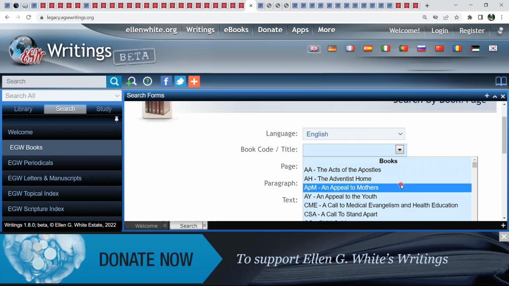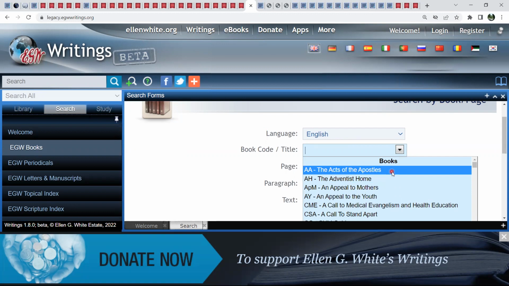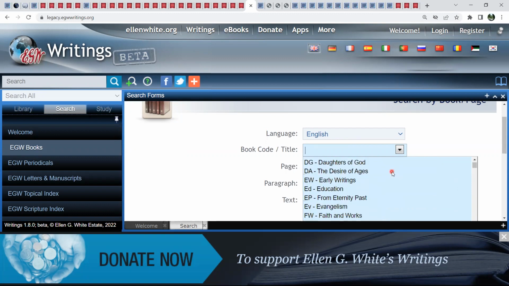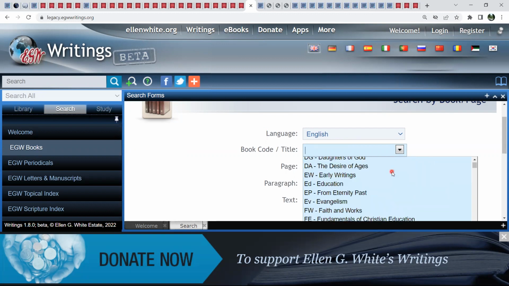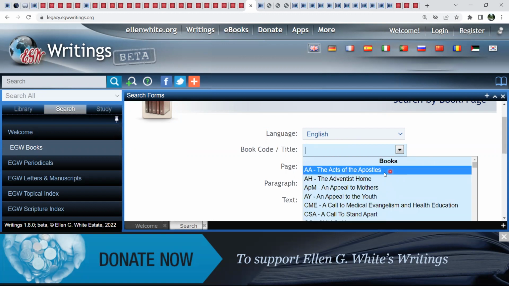You simply click like we just did, and you will find here, not in their order, but you go by alphabetical order. So you have the Acts of the Apostles, you have Desire of Ages, you have the Great Controversy, and Patriarchs and Prophets and Kings. So these are very, very important books we recommend. We call them the Conflict Series. We have 5 books we recommend: Patriarchs and Prophets, Prophets and Kings, Desire of Ages, Acts of the Apostles, and the Great Controversy.